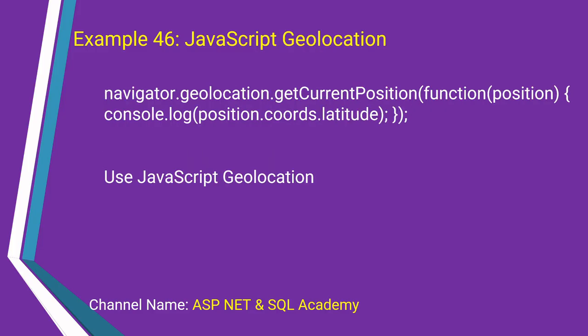Example 46. JavaScript geolocation. Geolocation allows us to access the user's location. We can use the navigator.geolocation object to get the user's location. For example, let us get the user's location and display it on a map.